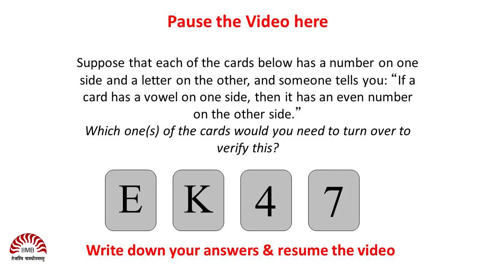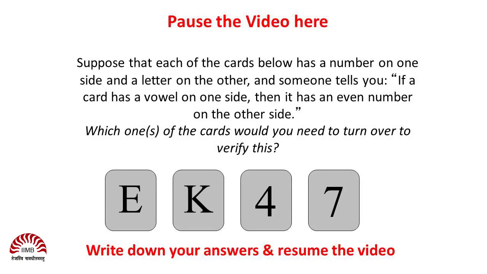Let's do another little quick experiment to see how this plays out. Take a look at the following 4 cards, and suppose somebody were to tell you that each of the cards has a number on one side and an alphabet on the other side. Then someone tells you, if a card has a vowel on one side, then it has an even number on the other side. Which one of the cards would you need to turn in order to verify this? Take a minute and note down your answers.